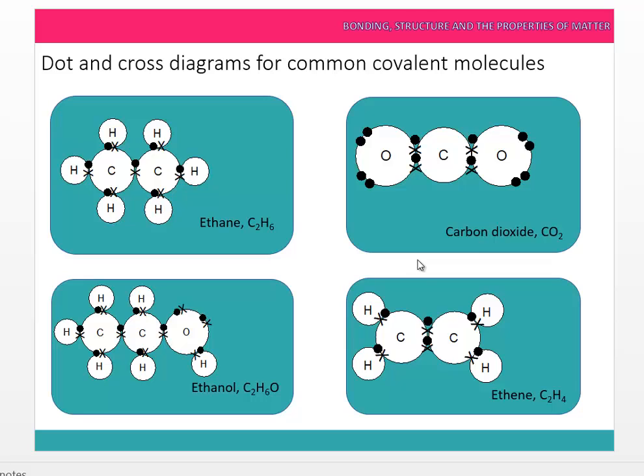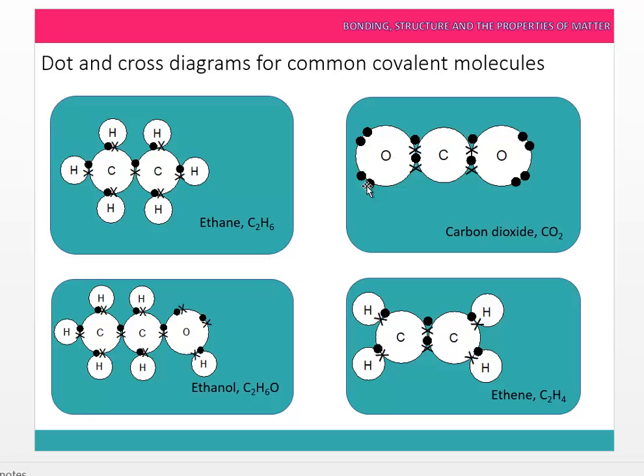Now let us have a look at carbon dioxide. Carbon dioxide has 1 carbon and 2 oxygen atoms surrounding this carbon. Now, carbon has 4 valence electrons, that is why we have these 4 crosses. Now, the oxygen requires 2 electrons to be stable.